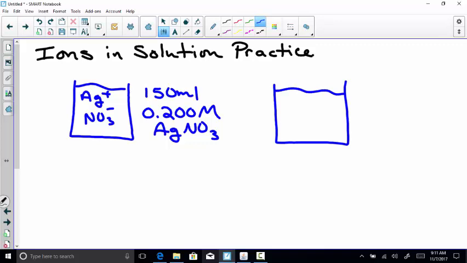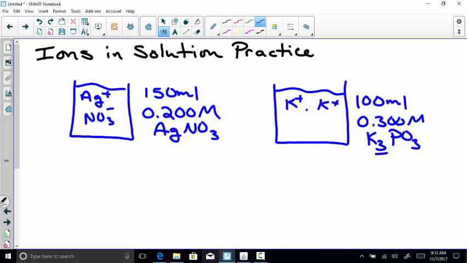you have 100 milliliters of 0.300 molar potassium phosphate. In this particular beaker, since potassium is a 3-to-1 ratio, you have 3 potassium ions for every 1 phosphate ion.